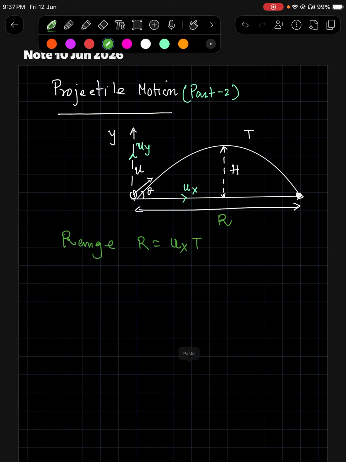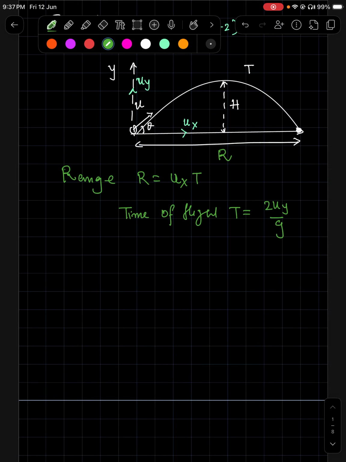And the next formula is the time of flight itself. That is T equal to 2 uy by g. Okay, this is the second formula. The third formula we have found is for the maximum height. That is capital H equal to uy square by 2g.